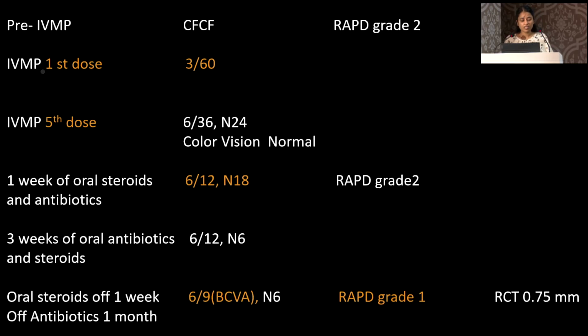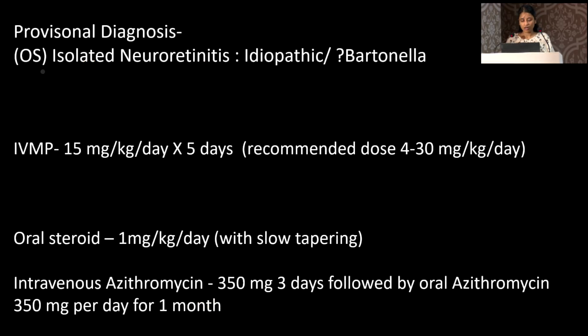Now mostly these neuroretinitis cases can improve on their own, but since there was a severe disc edema and a profound loss of vision, we thought that we should give an IVMP and cover it with antibiotics. So we gave an IVMP 15 milligram per kg per day for 5 days for this child, which was followed by a slow tapering with oral steroid, and we gave 10 milligram per kg IV for 3 days of azithromycin, which was followed by oral azithromycin.